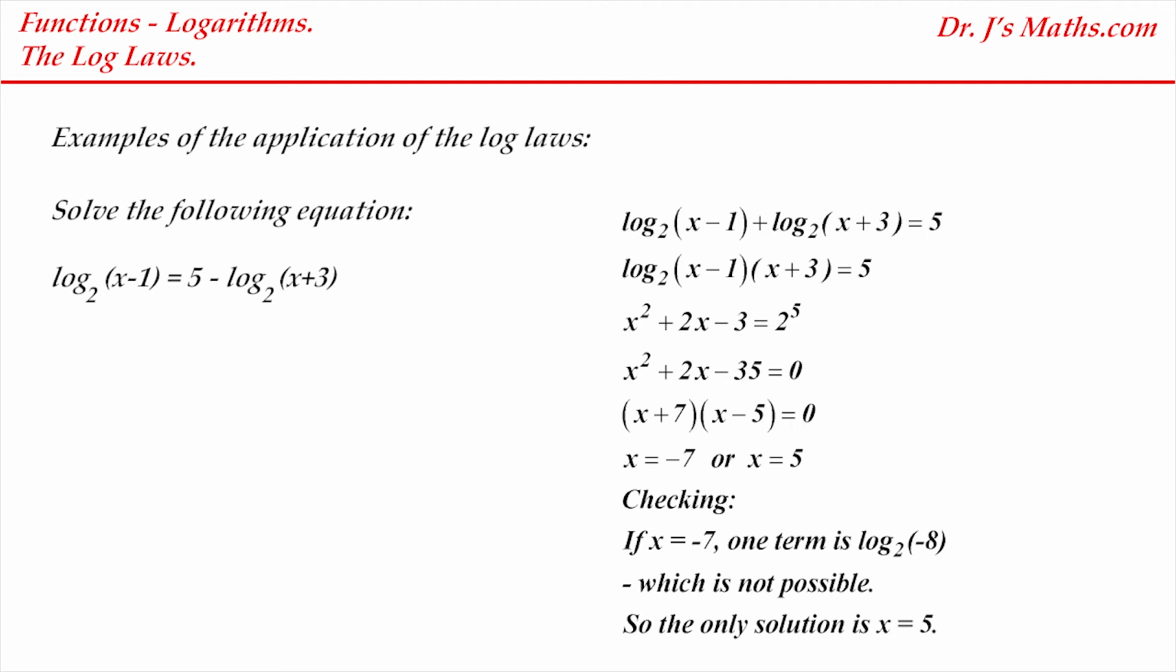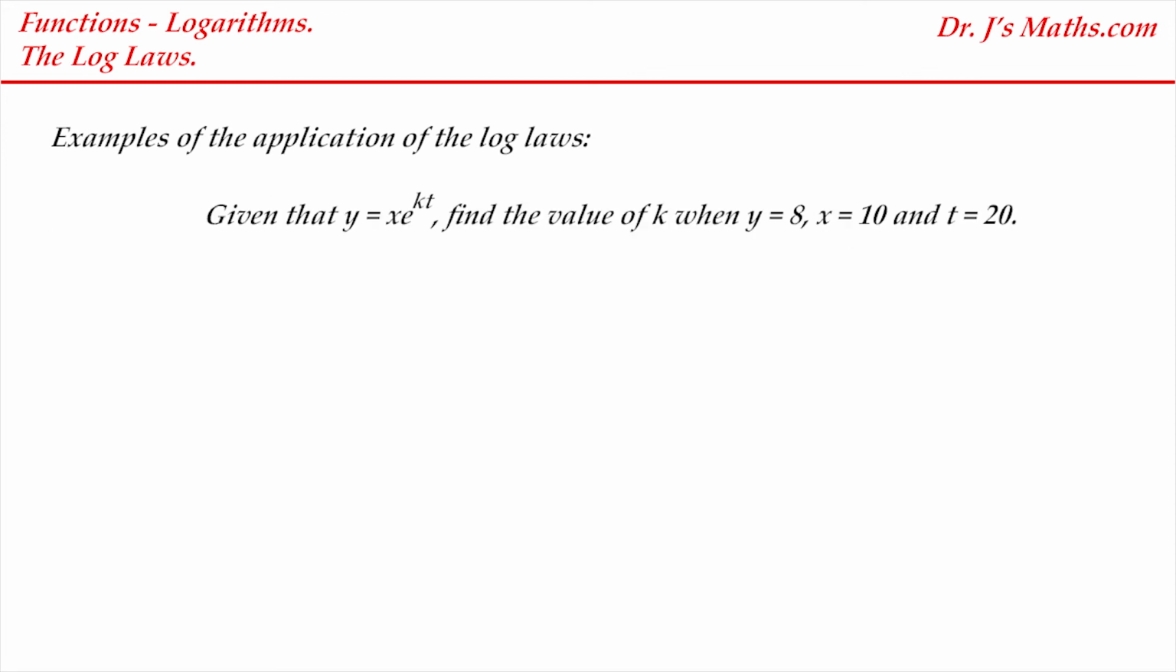Now checking to make sure the values are okay. If x is equal to minus 7, then the first term, log of x minus 1 to the base 2, gives us log of minus 8. So that's no good. Can't take the log of a negative number, so it's not possible. If we did the same with the 5, we'd be okay. So we'd have 5 minus 1, which is 4, 5 plus 3, which is 8, so no problem. So the only solution we've got is x equals 5. Must always check to make sure that those values that you've calculated in a quadratic are possible.